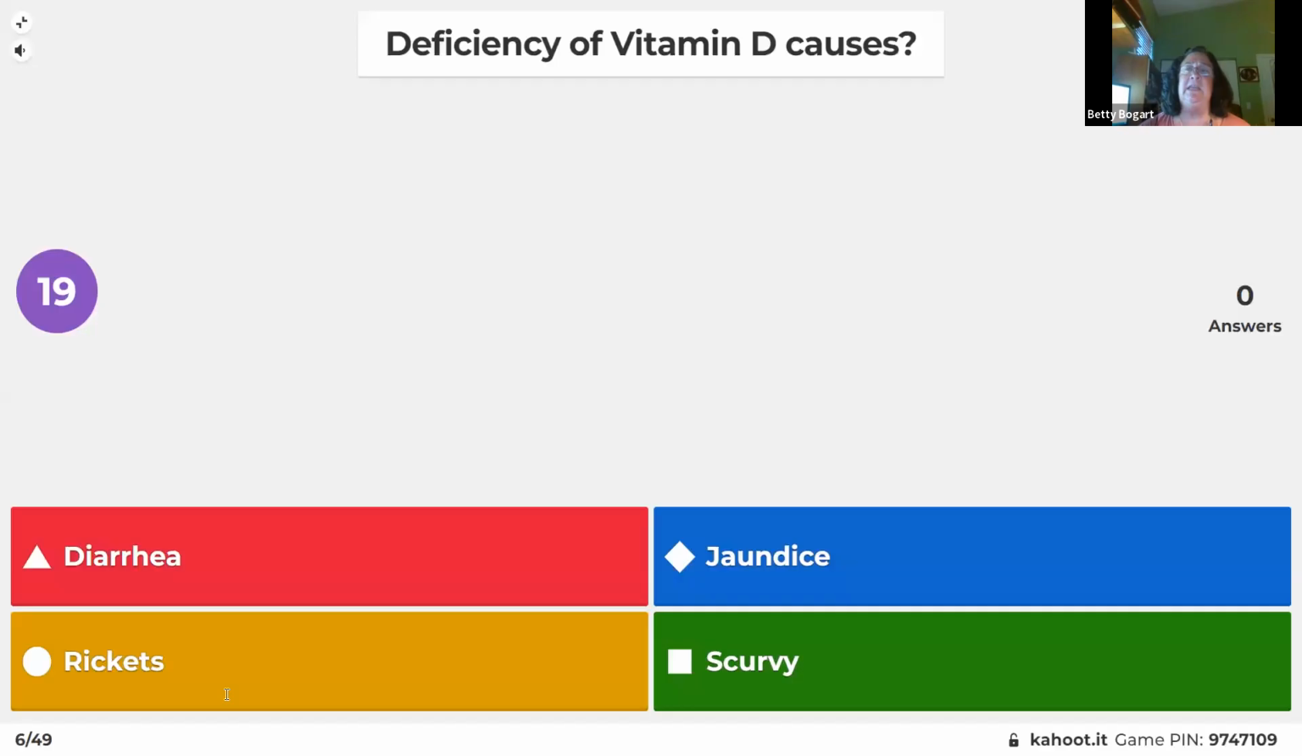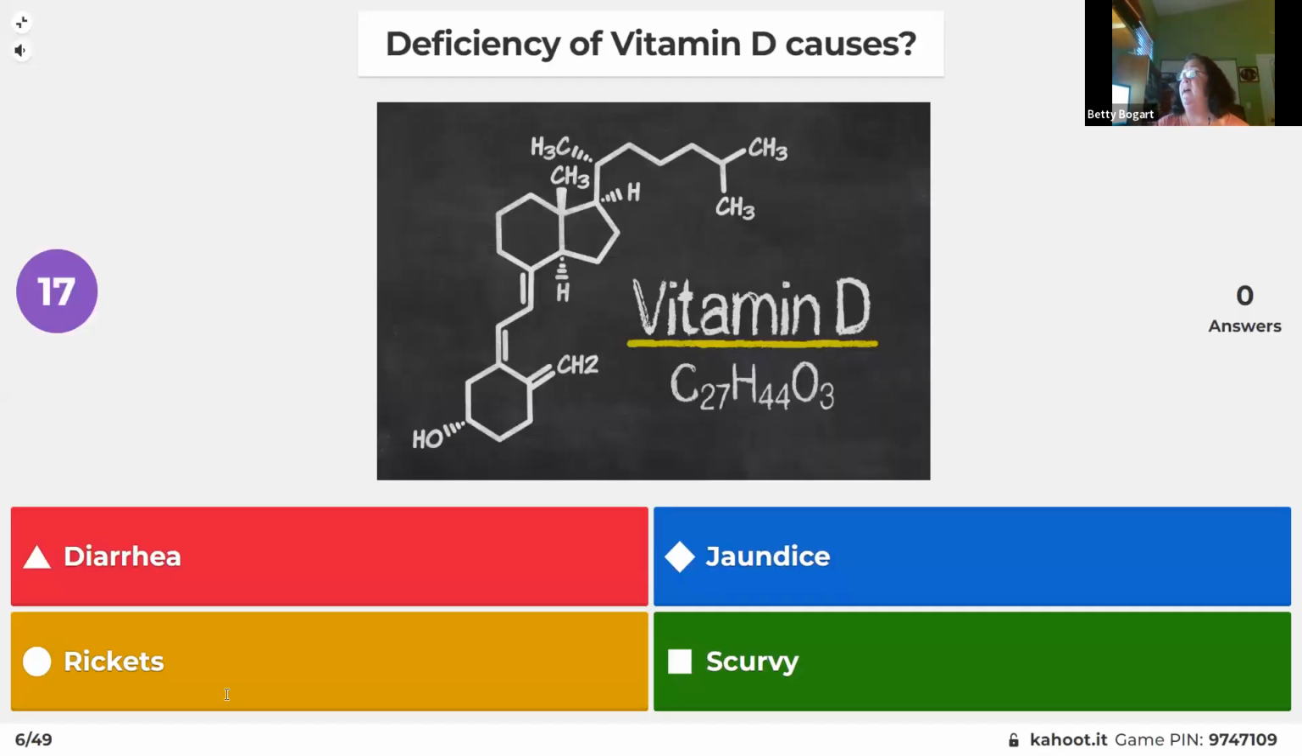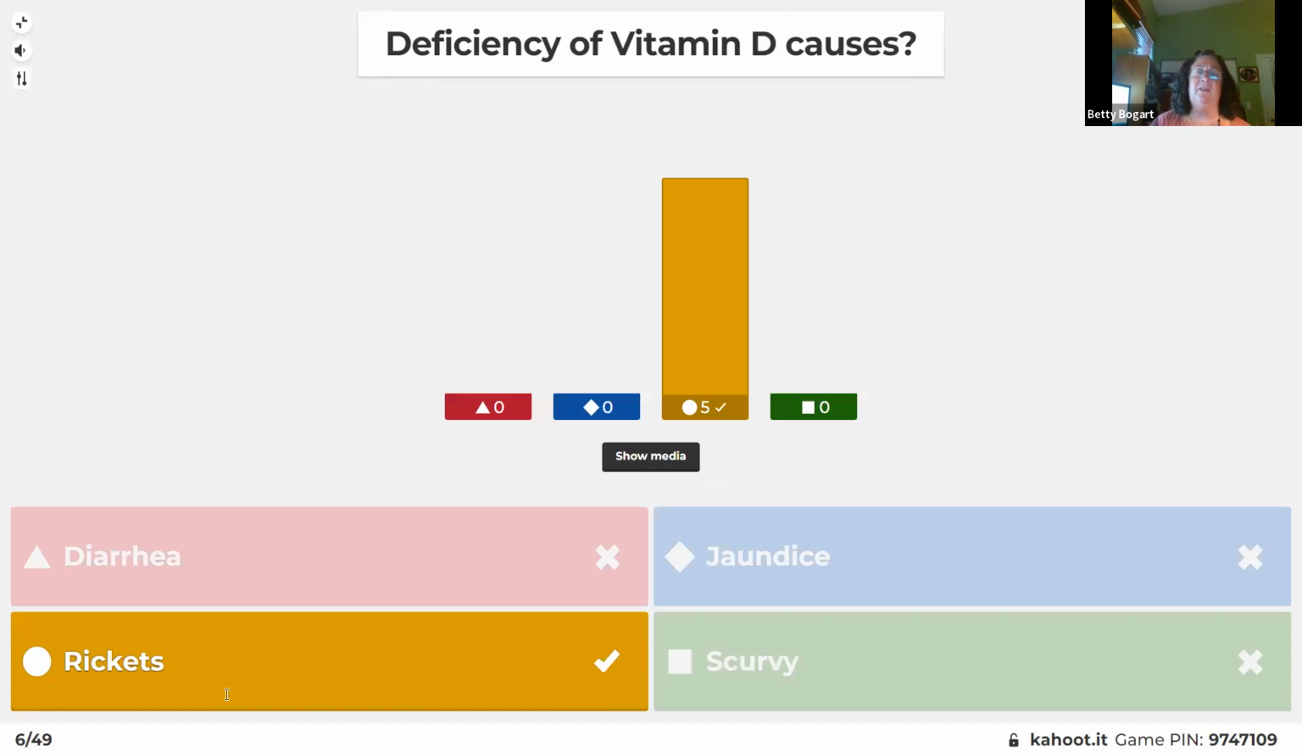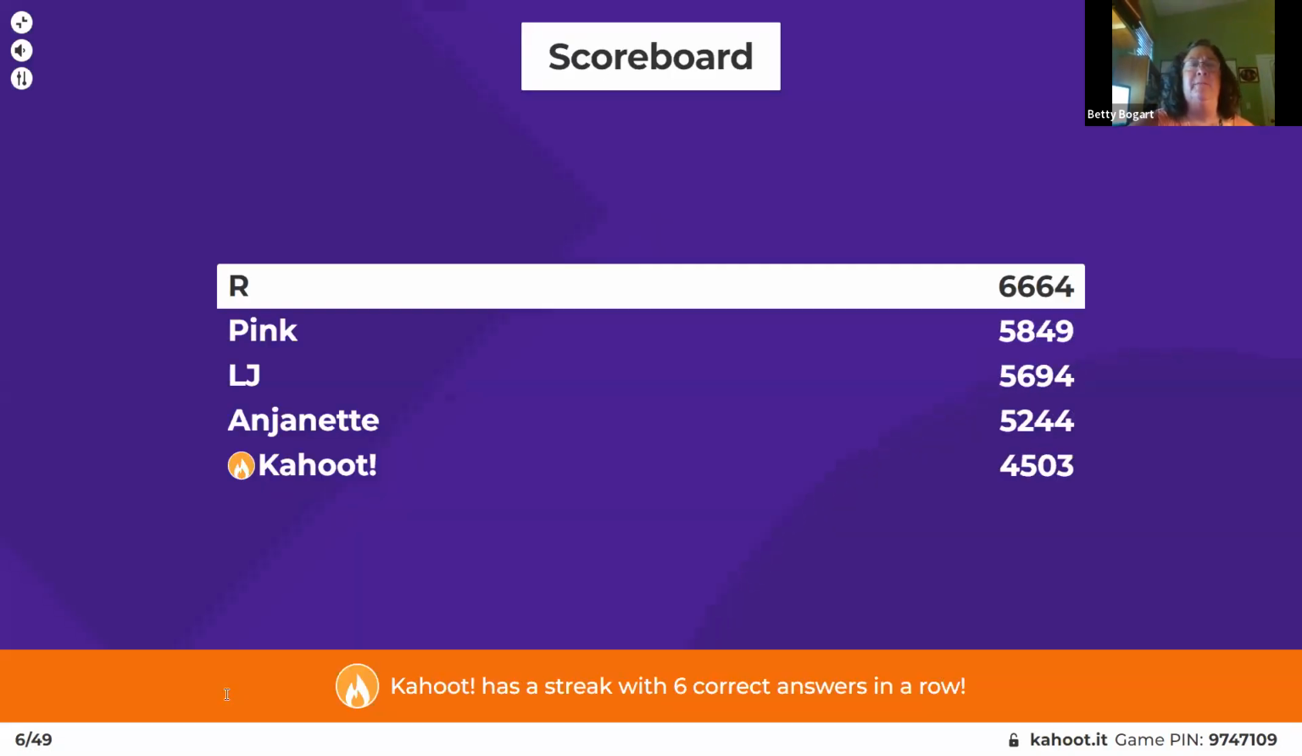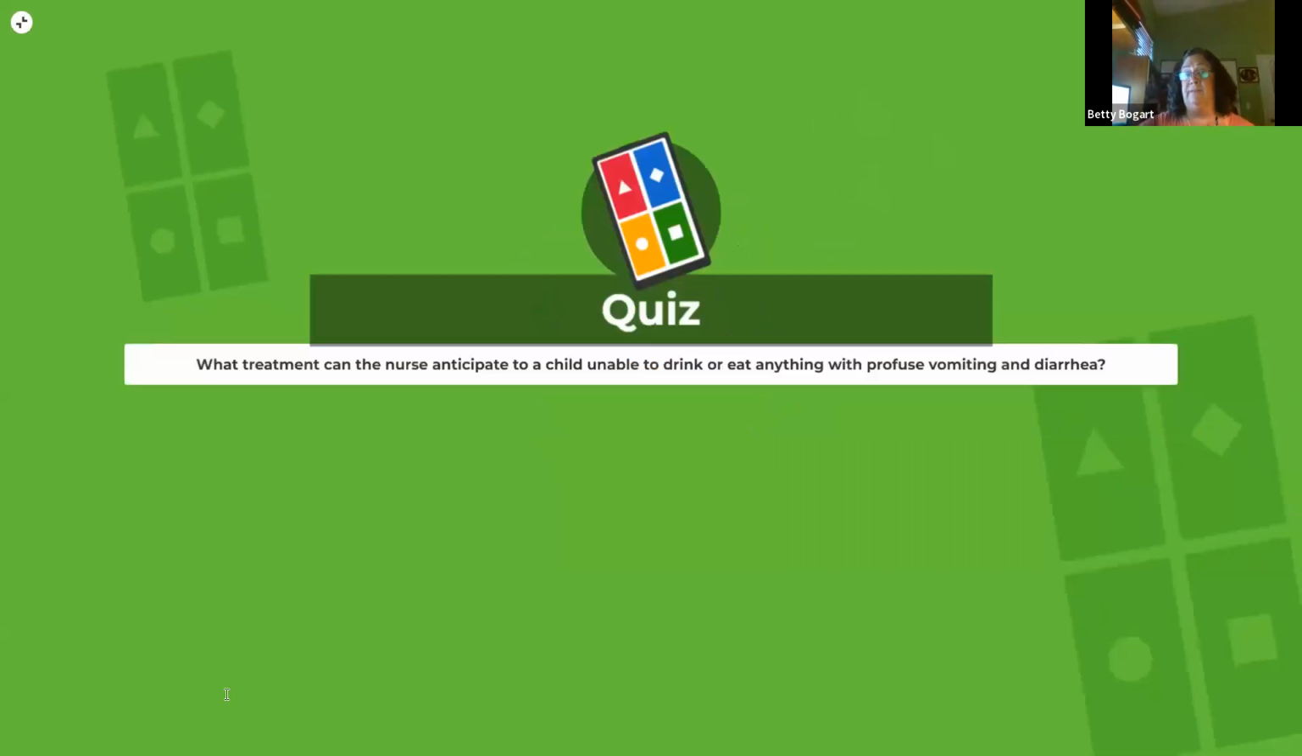Deficiency of vitamin D causes what? What's the name for that? That is rickets. Scurvy is vitamin C. So remember, there are vitamin deficiencies in GI, mouth to anus.